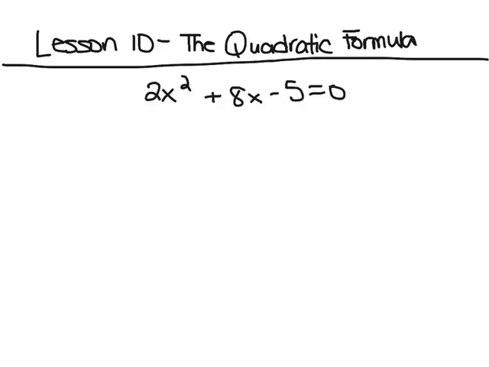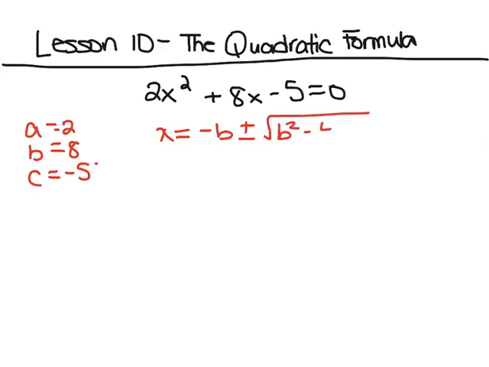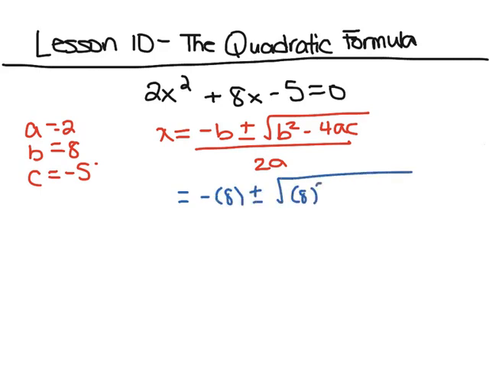Okay, for example 2, we have 2x squared plus 8x minus 5. So a equals 2, b equals 8, c equals negative 5. Put it into your quadratic formula. x equals negative b plus or minus the square root of b squared minus 4ac all over 2a. Every time you write it out, it helps you remember it in the end. So x equals negative 8 plus or minus the square root of 8 squared minus 4 times 2 times negative 5, all over 2 times 2.